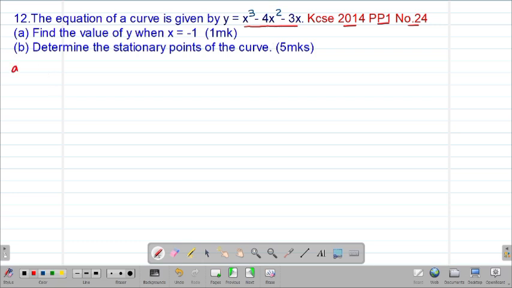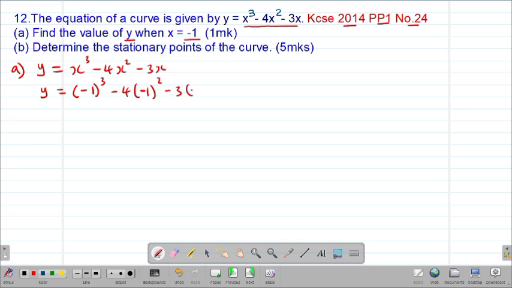So part A of the question, they want us to find the value of y when x is equal to negative 1. Now remember, the equation was given as y is equal to x cubed minus 4x squared, then of course minus 3x. So we are just going to substitute. So y will be equal to, when x is negative 1, negative 1 cubed, then minus 4 into negative 1 squared, then of course minus 3 into negative 1. So this will be equal to negative 1 cubed, which will give us negative 1.